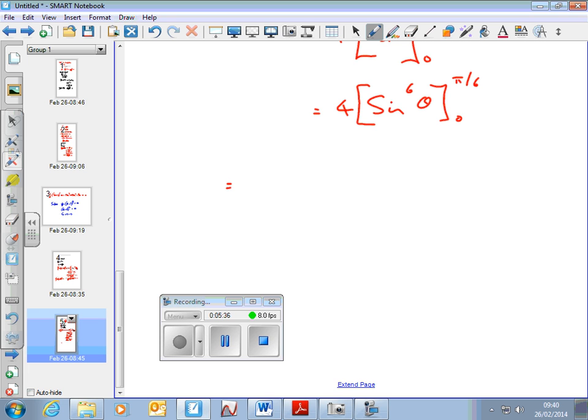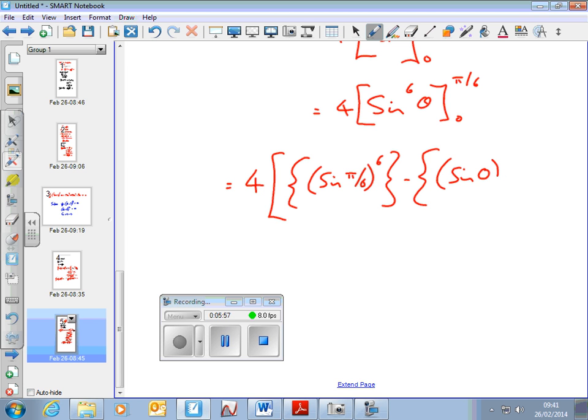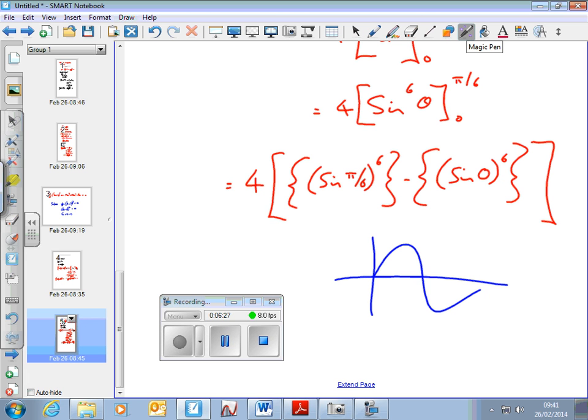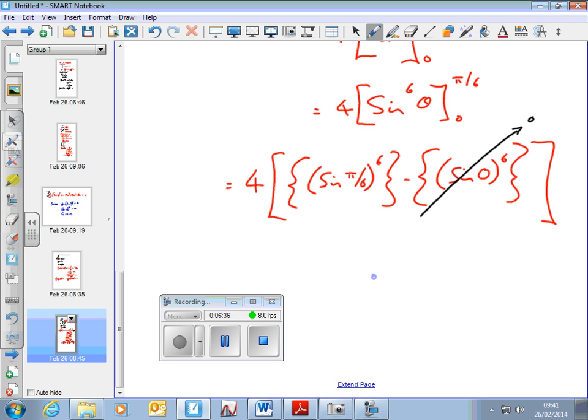So that's going to equal 4 times, putting the limits in, sine pi over 6 to the power 6, minus the sine of 0 to the power 6. So that's putting the limits in. We know that the sine of 0 is, picture a sine wave. If I drew a sine wave, it would look like this. So the sine of 0 is 0. So I know this bit is 0. So I don't need to worry about that bit.